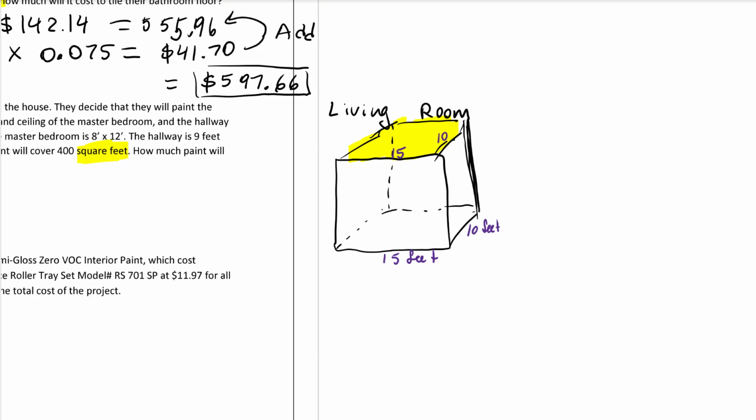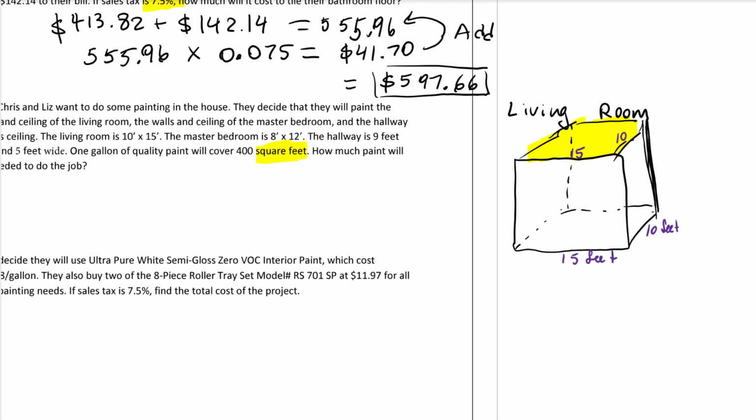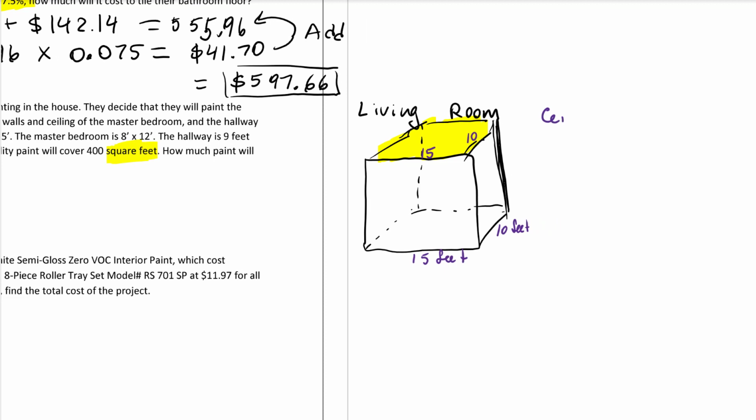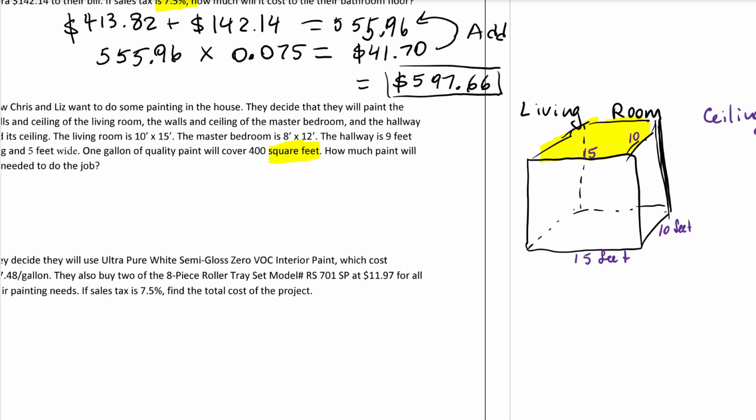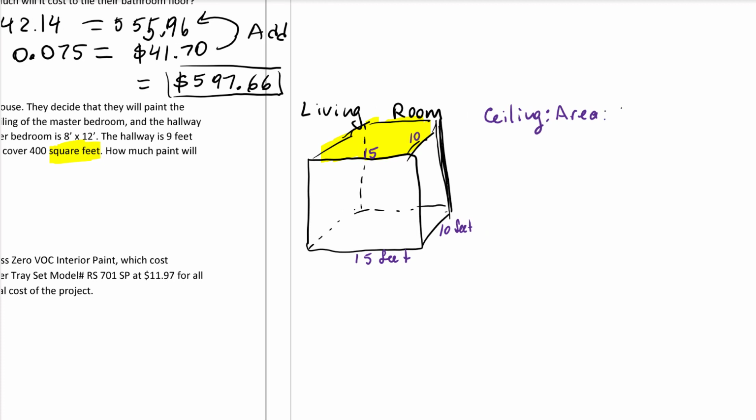All right, so you multiply. The area of the ceiling is going to be 15 feet multiplied by 10 feet. By the way, this little prime symbol symbolizes the feet, and 2 dashes means an inch. All right, so it's 150 square feet. That would be the ceiling.